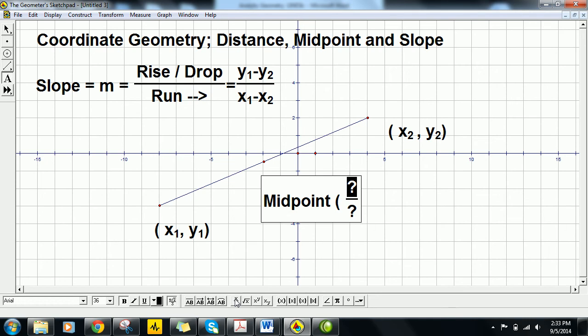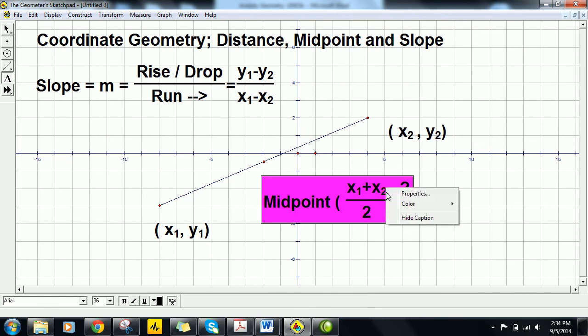So it's essentially the average of the x's, and we can write that out as x1, oops, we add them together, plus x2, so we take the two x values, add them together, we divide that by 2, that's how we get the average of two numbers, two x values in this case. So the x value of the midpoint is the average of the x's, and in the same way the y value will be the average of the y's.